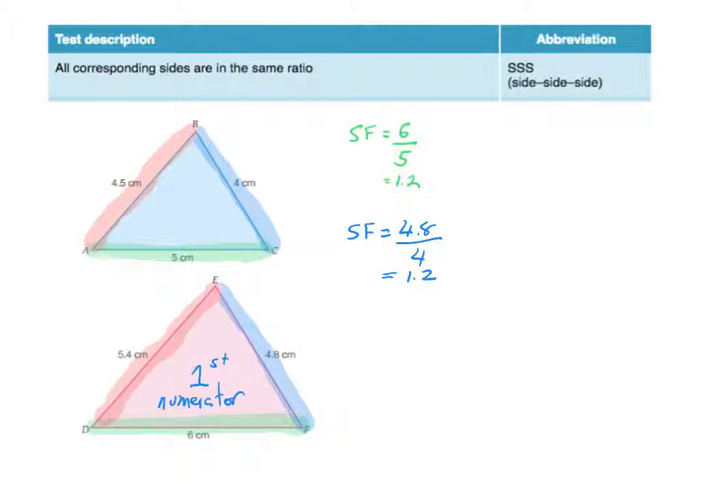And for the third one, again using the second triangle as my numerator, 5.4 divided by 4.5, which equals 1.2. So because all 3 sides have the same scale factor, I can say that those 2 triangles are going to be similar using the rule side, side, side.